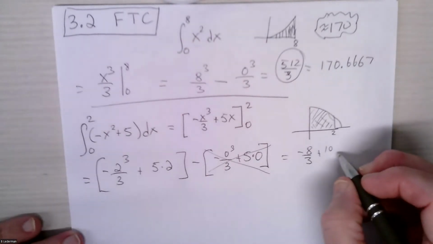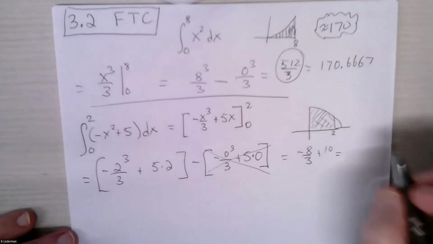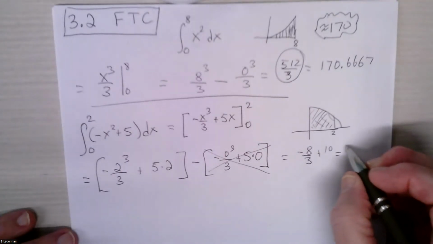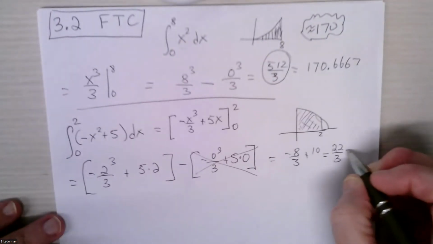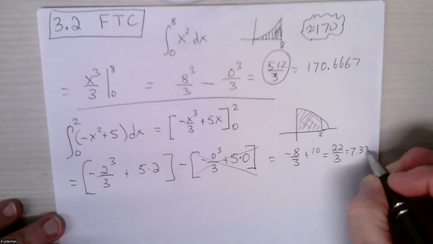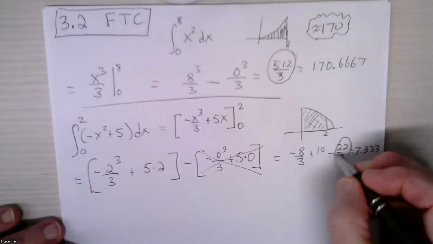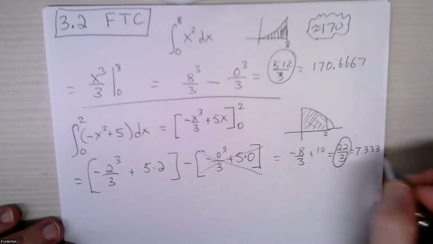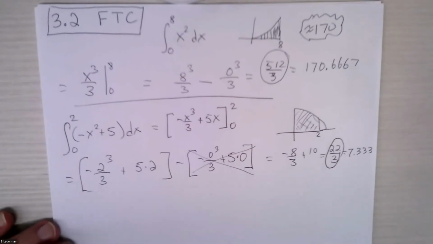Let's just make it official. That's 22 over 3, which is 7.333. And that's our precise answer, 22 over 3, which is 7.3. It's a repeating decimal, 3333 forever.